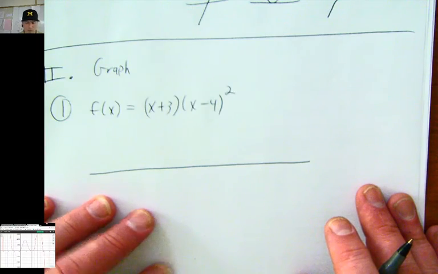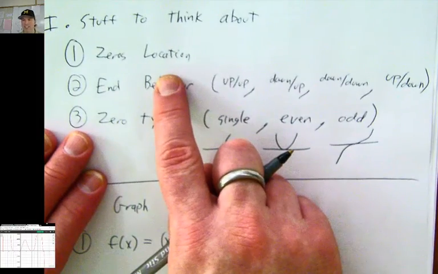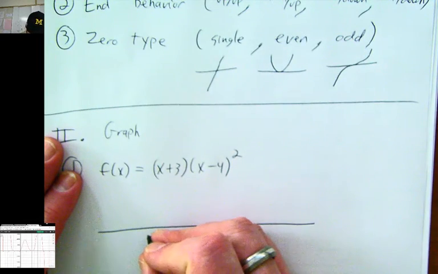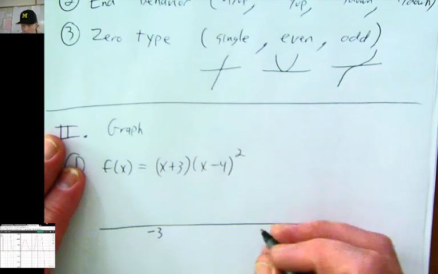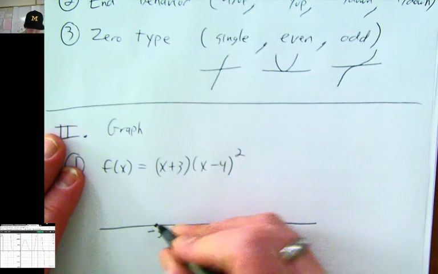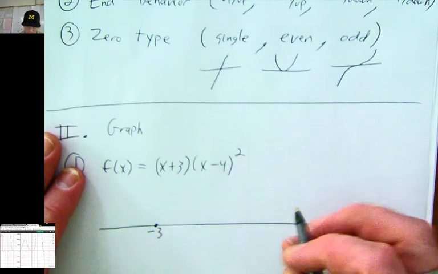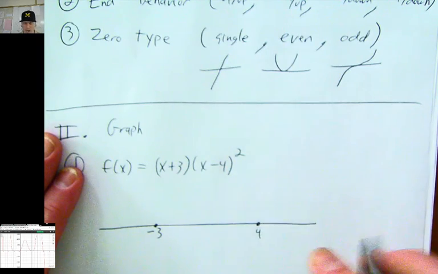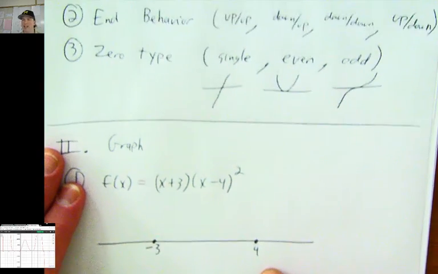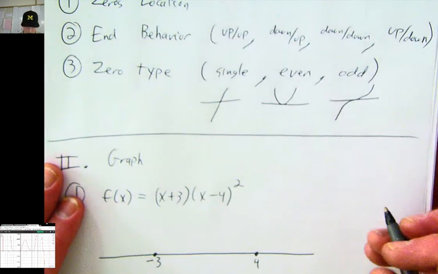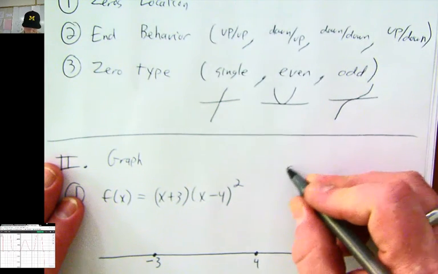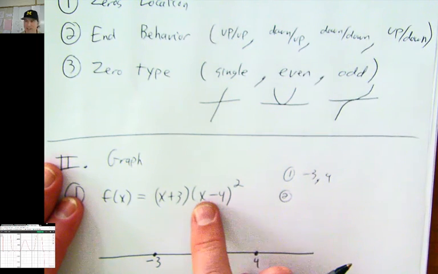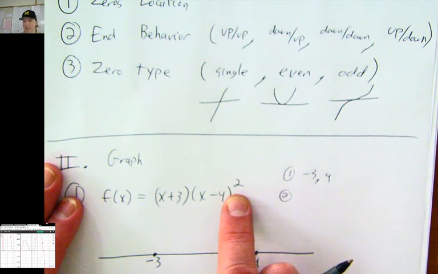As I mentioned before, the first thing I want to think about is the zero's location. Because of this x plus 3, I know that I have a 0 at negative 3. And because of the x minus 4 squared, I know that I'm also going to have a 0 at 4. Next thing I think about, end behavior. In this case, this works out to be an x squared.